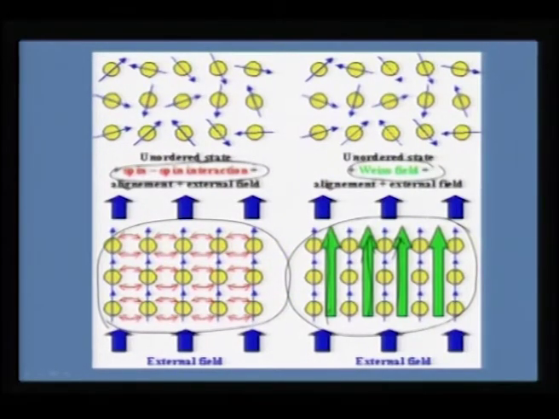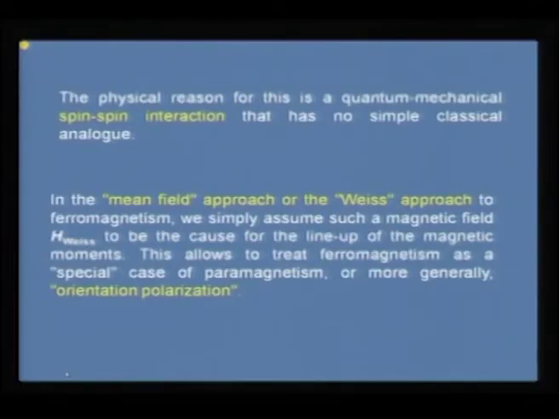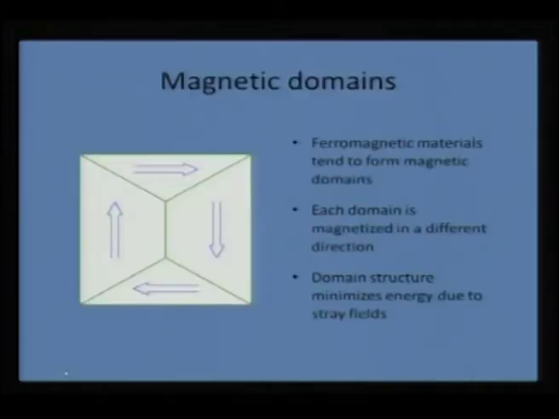So there are two ways we can bring about an ordered system from an unordered state. The physical reason is the quantum mechanical spin-spin interaction, which has no simple classical analog, but in the mean field approach or the Weiss approach to ferromagnetism, we simply assume that a magnetic field can line up the magnetic moments, and therefore it is generally called orientation polarization, where you just use an external field to align the samples.